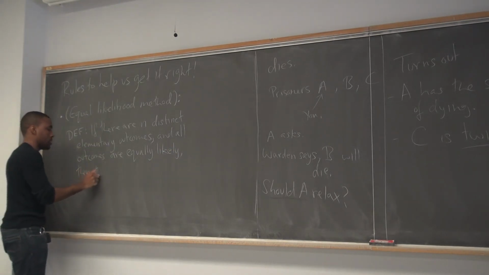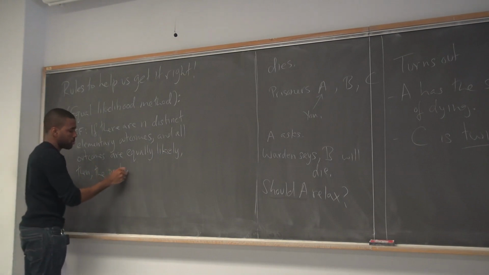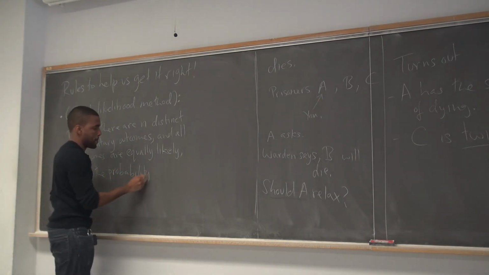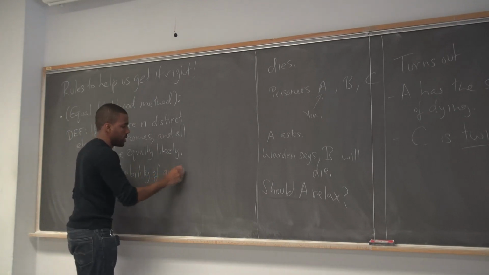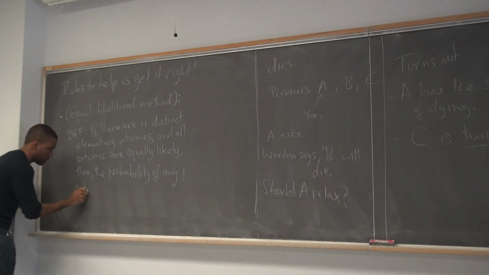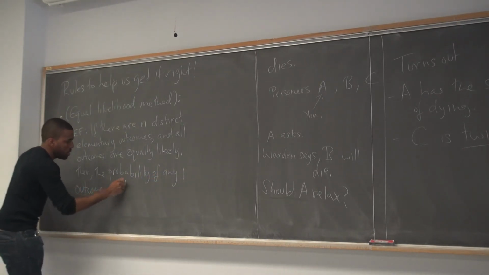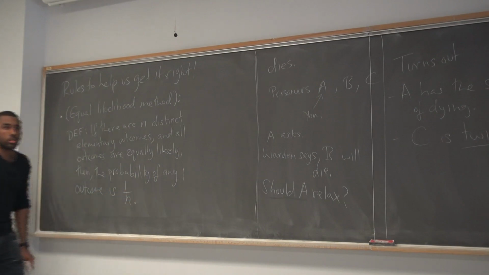Then the probability of any one outcome is 1/n. Right? So this is a rule.